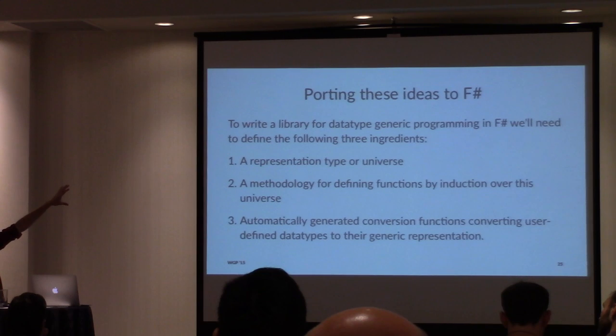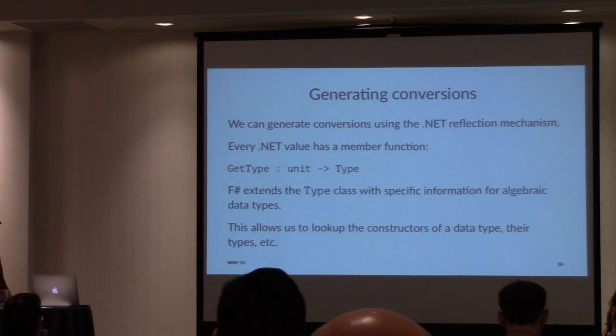So that covers the first 2 points, right? We have our representation type, and we have this methodology through this fold meta class for defining generic functions. And the final thing which is missing is this conversion between user-defined data types and their representation in terms of the meta class. So here, once again, we can exploit reflection. Just as Haskell users use template Haskell, we can use a little bit of .NET reflection to make this go through. So .NET supports quite a lot of nice features. We have a member function getType, which will return us the type of the thing we're calling it on.